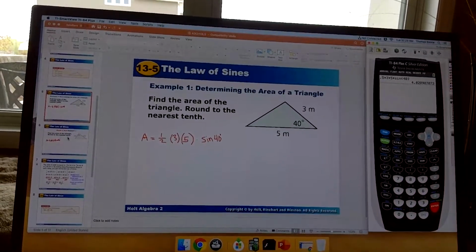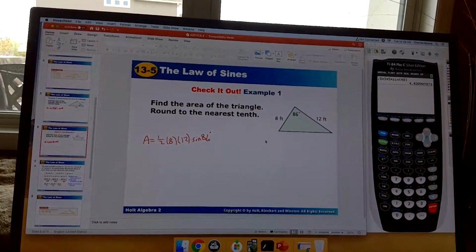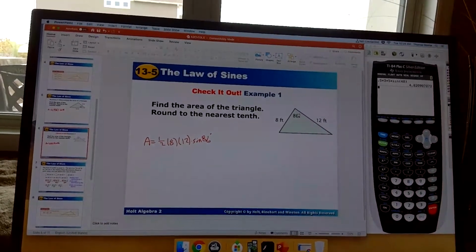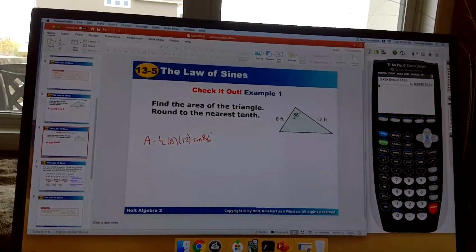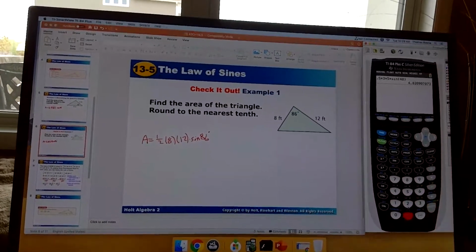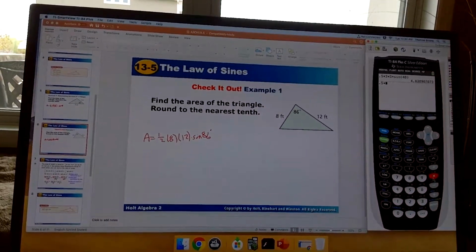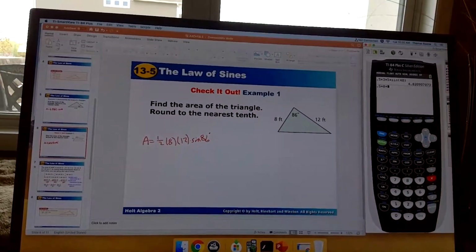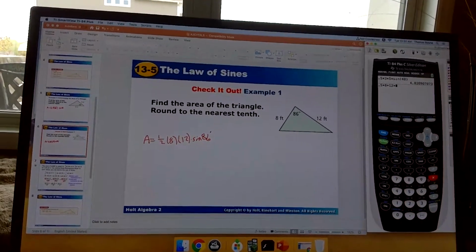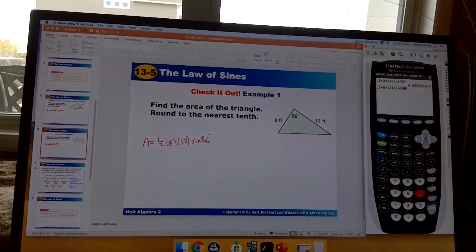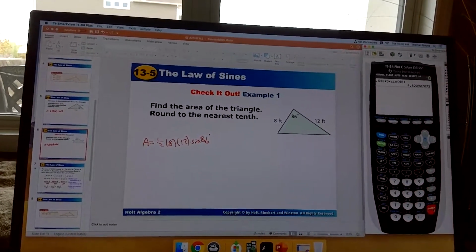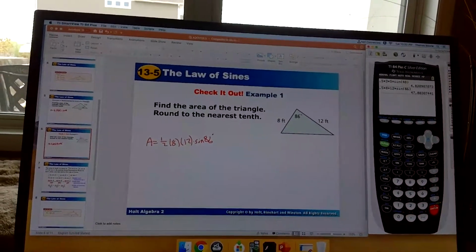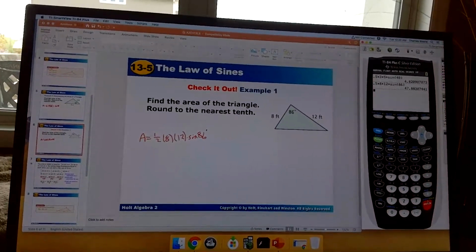All right, let's try that again. Again, the setup over here. Here it is, a triangle. You have to know two sides and the angle in between them. So we're going to take half of 8 times 12 times the sine of 86. So once again, 0.5 times 8 times 12 times the sine of 86. There we are. And oh, look at that. 47.9 square feet is what that would be.